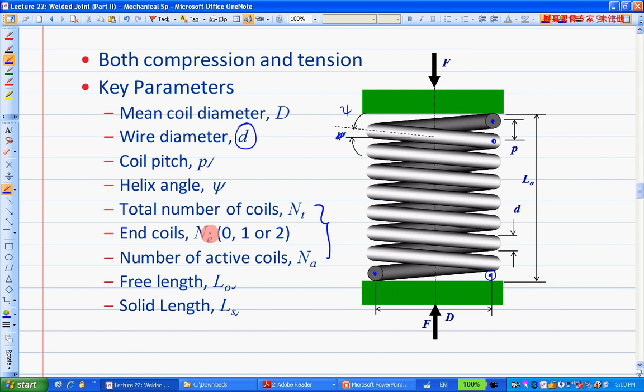End coils, I'll show you next. This kind of spring is basically a plain spring. After manufacturing, you just cut it off, and that's it. That's called a plain spring. And you will probably see some springs that have a different kind of ending here and here. So we use the symbol NE to represent how the coil ends.